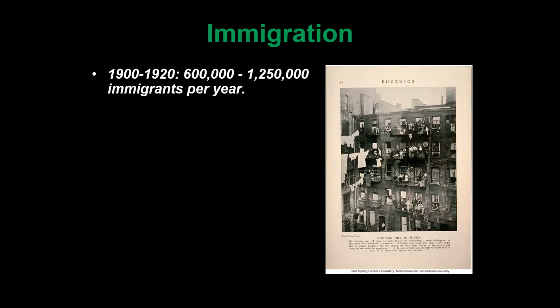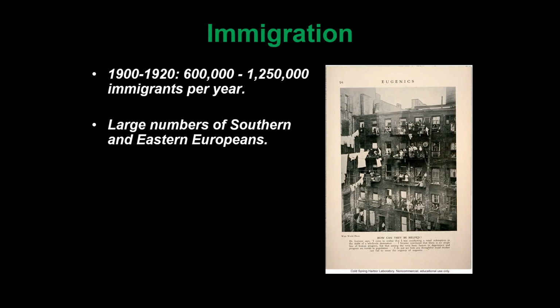Well, anyway, with that, we'll talk a little bit about immigration. I mentioned it earlier, but let's revisit it, just to give you a sense of the role that played. Between 1900 and 1920, roughly 100 to 120 years ago, between 600,000 and 1.25 million immigrants per year were entering the United States. Large numbers were from Southern and Eastern European countries.